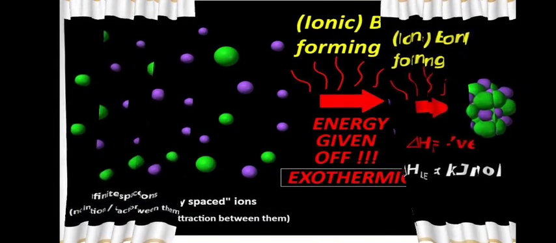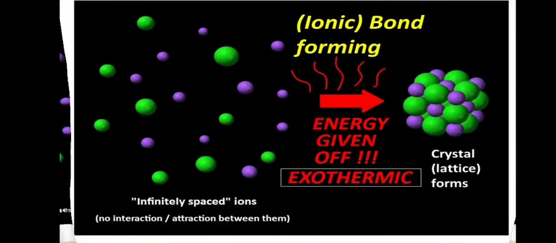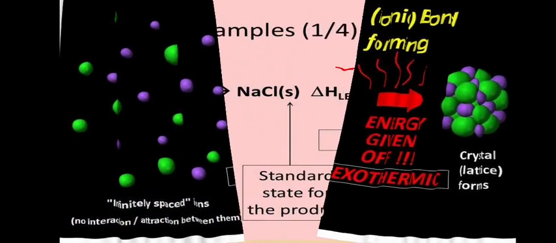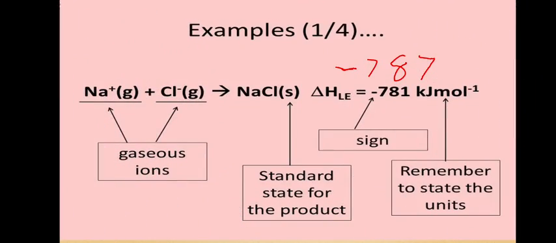Again, this has been explained in another slide. Separate gaseous ions on the left hand side, energy given off, that is energy is evolved, and the crystal lattice forms, which has been shown on the right hand side. These things have been further explained in the form of text here.